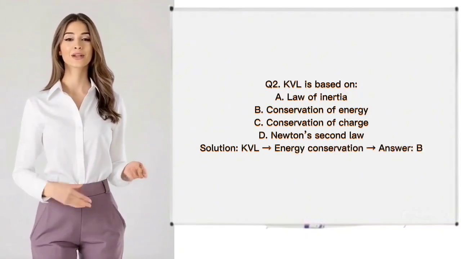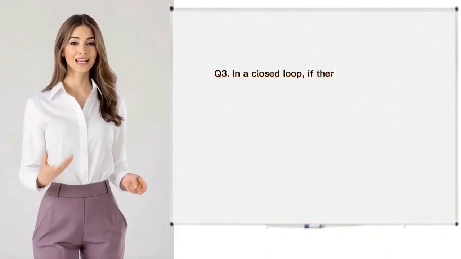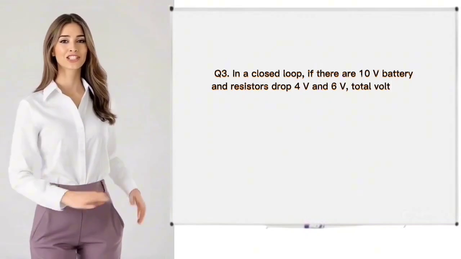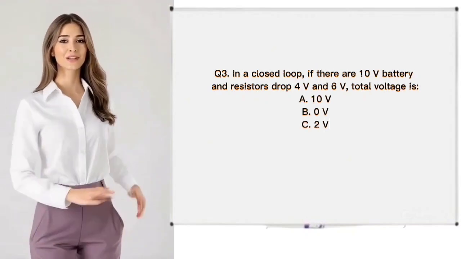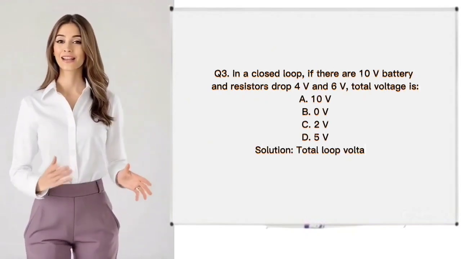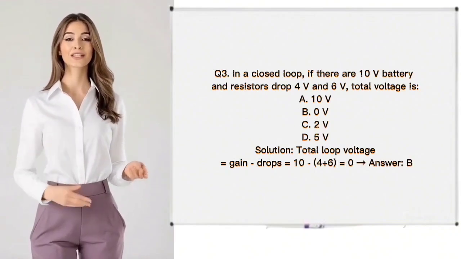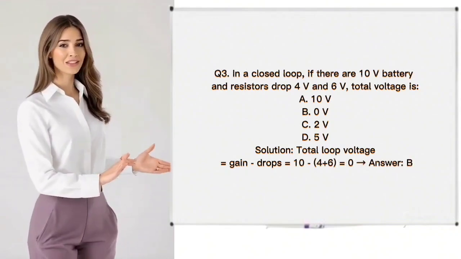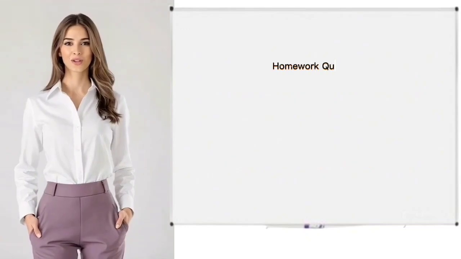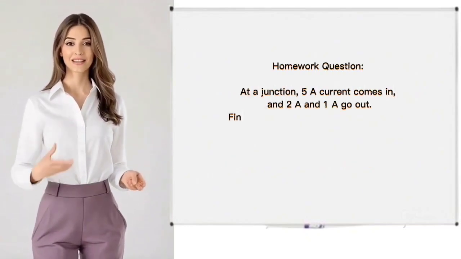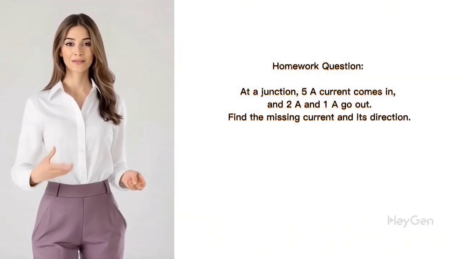Answer B. Q3. In a closed loop, there is a 10V battery and resistors dropping 4V and 6V. Total voltage is? Solution: total loop voltage. Gain 10, drops 4 and 6, so the total is 0. Answer B. Homework question. At a junction, 5A current comes in, and 2A and 1A go out.